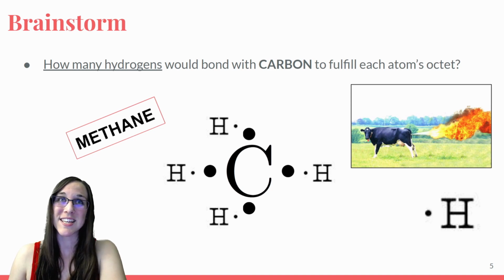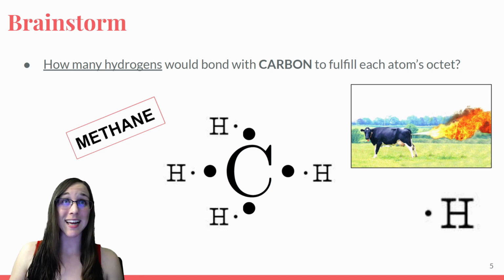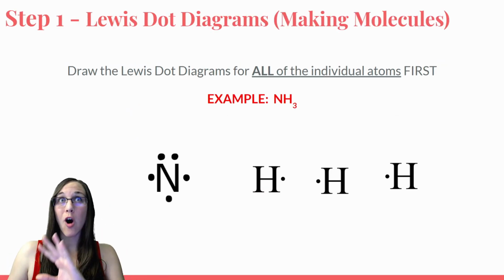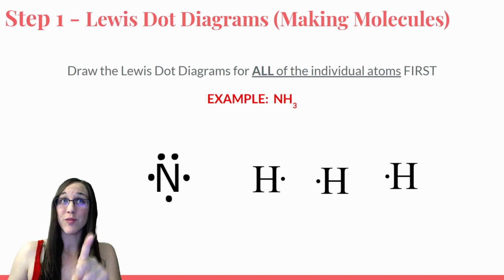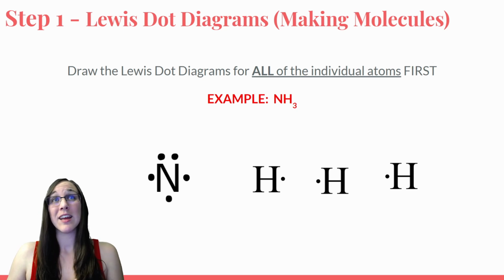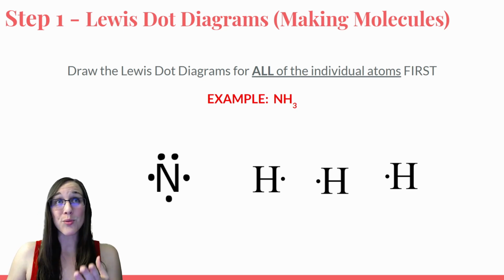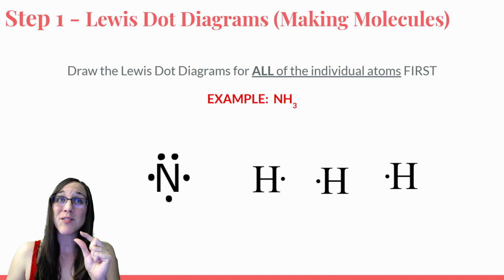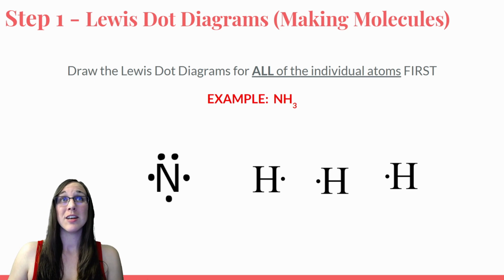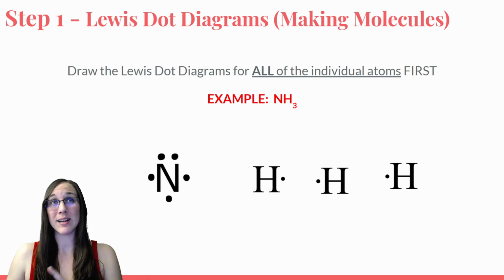Yes, methane. Let's jot down the steps for success in figuring out how to create and bond these atoms together using single bonds. Step 1. Draw the Lewis dot diagram for all the individual atoms involved first. So for NH3, you would draw an N and then 3 H's. That little 3 after the H is symbolizing that there are 3 individual H atoms. So step 1, draw Lewis dot diagrams for each atom present in the molecule.